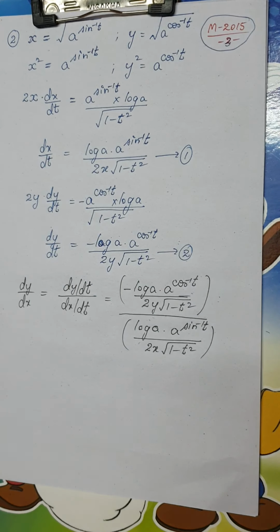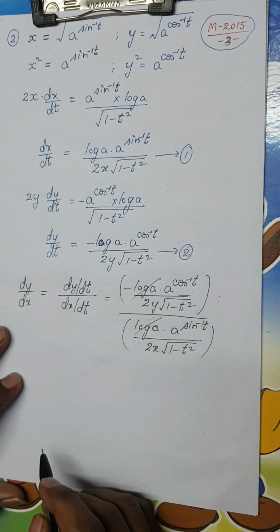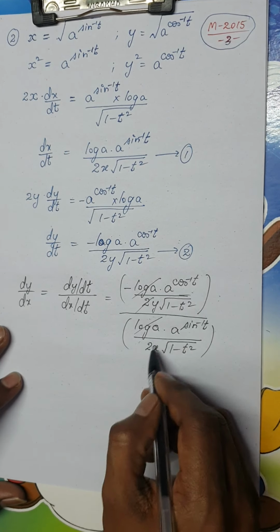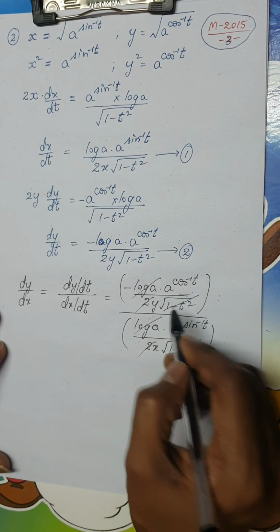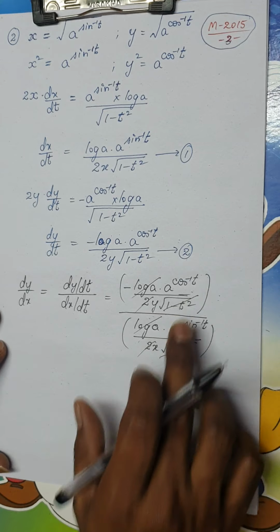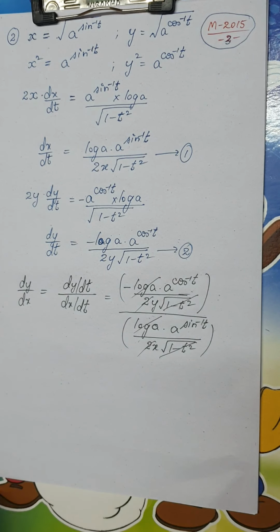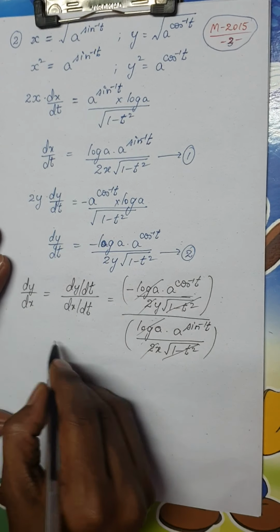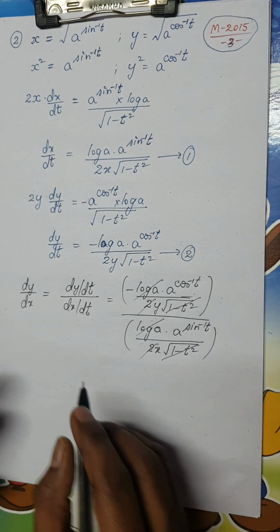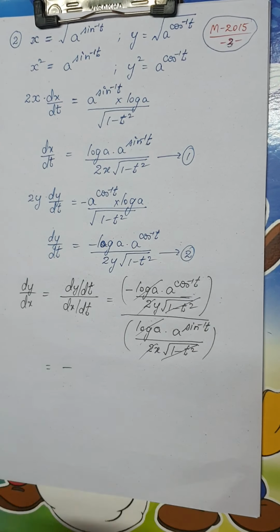See what all can be cancelled. I can cancel the log term, I can cancel 2 here, and I can also cancel root of 1 minus t square, because it is in both the numerator and denominator. So I'm just left over with, remember what I am left over with? I have a minus here.